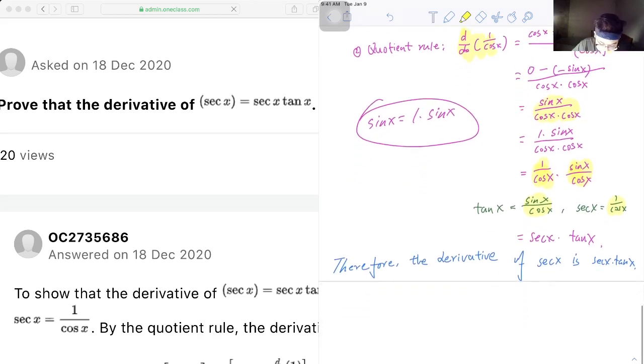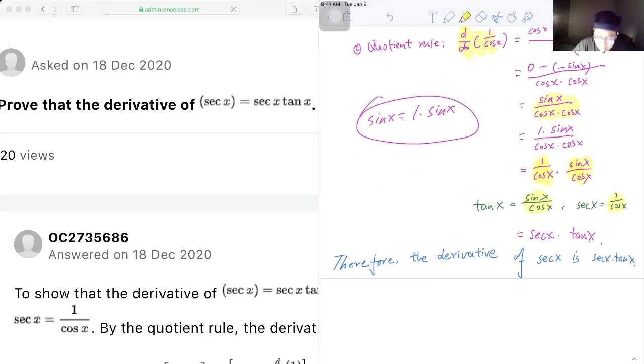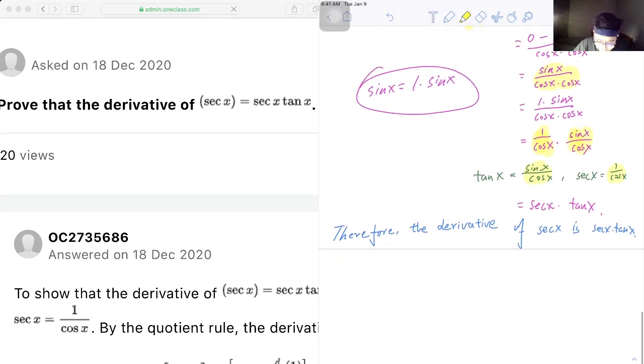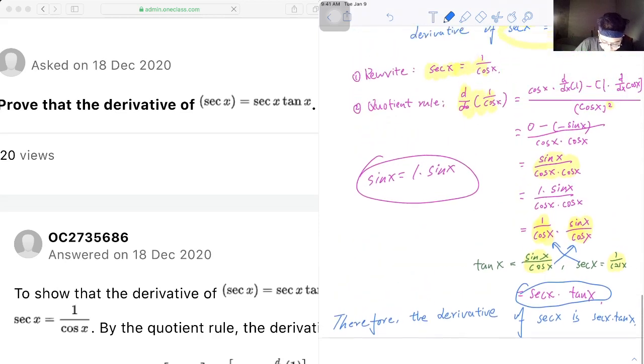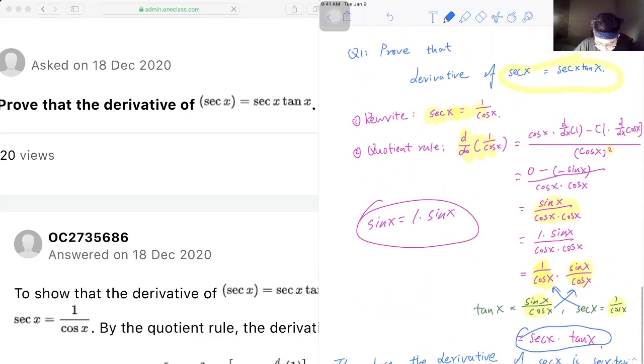And then for our last step, we have 1 over cosine x times sine x over cosine x, and we know that sine x over cosine x is equal to tangent x, and then 1 over cosine x is just equal to secant x. So we have our answer, secant x times tangent x. And yeah, so that's what we have for this question.